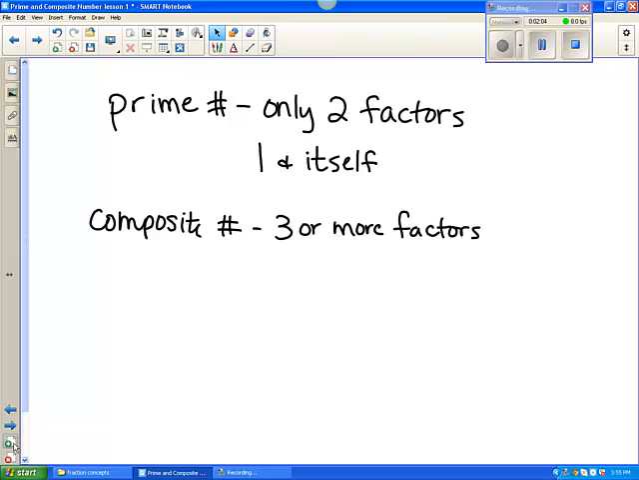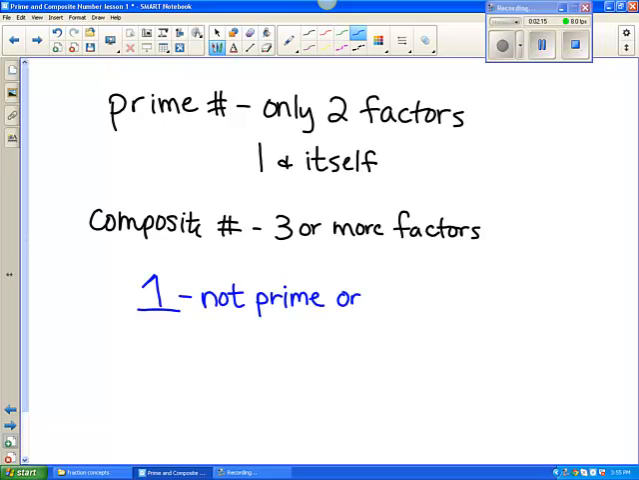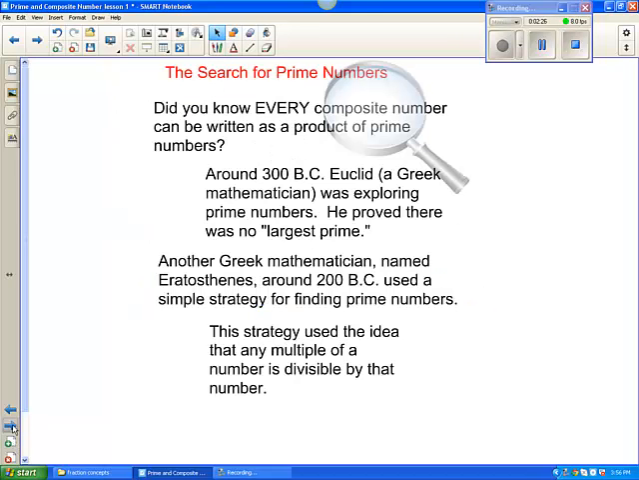Now there is one number that's an exception, and that's the number 1. 1 is not prime or composite. It's our special number. We use it as a factor for every number. So we're going to search for the prime numbers and see what we can find. Every composite number can be written as a product of prime numbers.